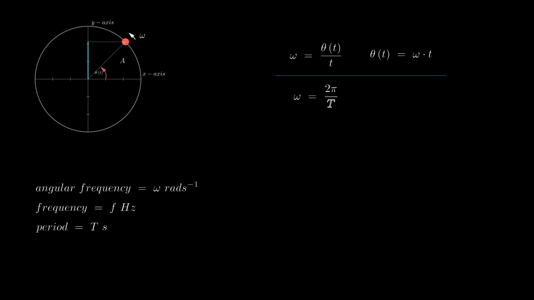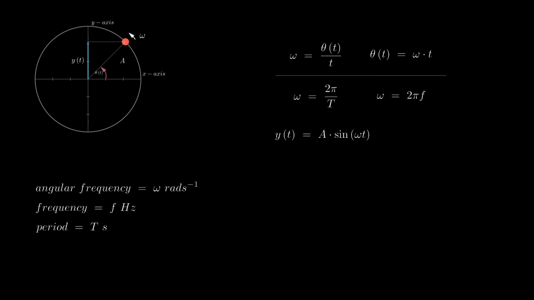The time taken to complete one full revolution is defined as the period of oscillation. We can depict the relationship between angular frequency and the period of oscillation as follows. Frequency is the reciprocal of the period, representing the number of rotations per second. Next, we can express the vertical displacement of the sphere using this expression. We can reformulate this expression in terms of angular frequency as demonstrated here.